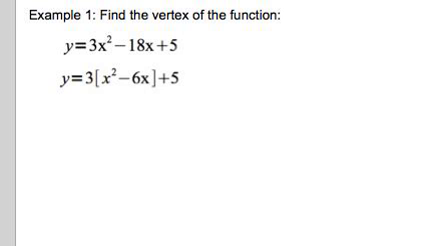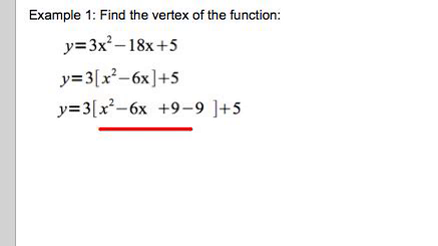So here it is again, but we want to force the first three terms inside this bracket to be a perfect square. To do that, we need to take half of the negative 6, which is negative 3, square it, negative 3 squared is 9, and we're going to add that value and subtract it so that we don't change the value of the expression. Now the first three terms inside the brackets here are a perfect square.